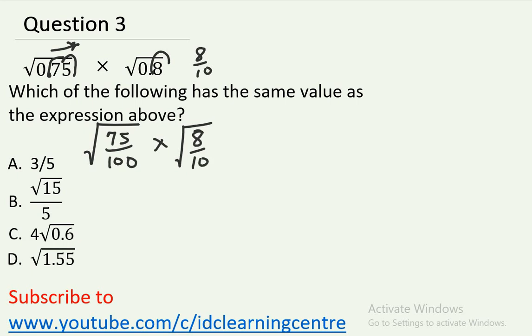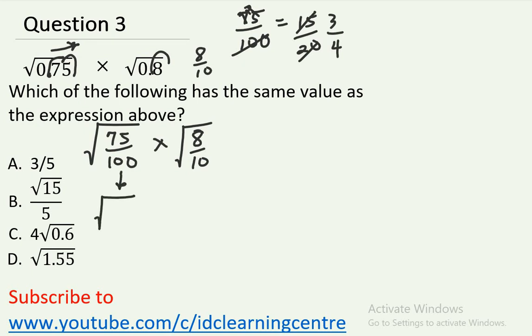The next thing to do is to reduce the fraction to the lowest term. So 75 out of 100, divide both sides by 5. 5 into 7, 1 remainder 2. 5 into 25 is 5. 5 into 100 is 20. 5 here 3, 5 here 4. So for this, it will give us root 3 out of 4 times 2 into 8 is 4, 2 into 10 is 5. We have root 4 out of 5. Okay?